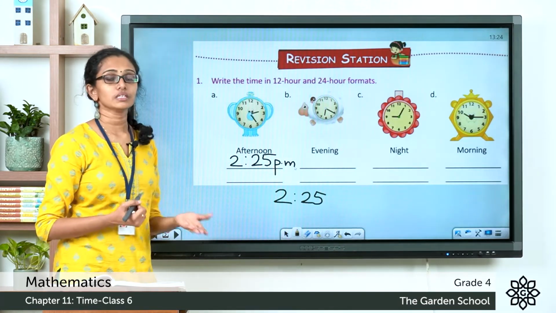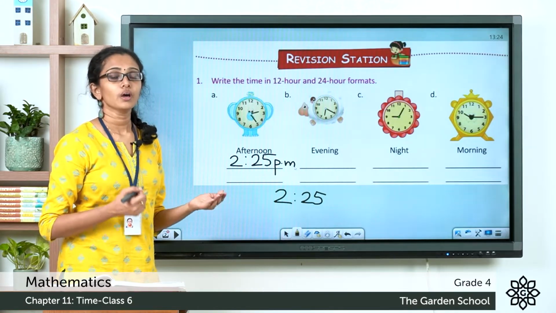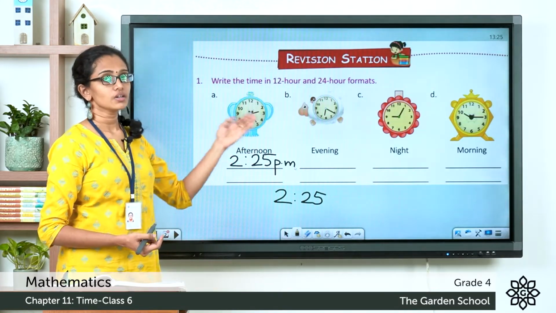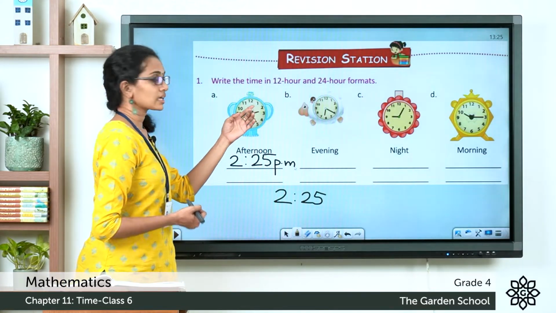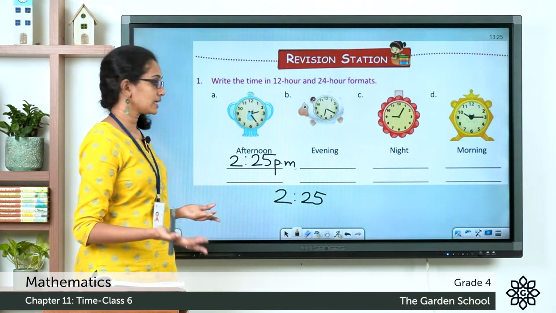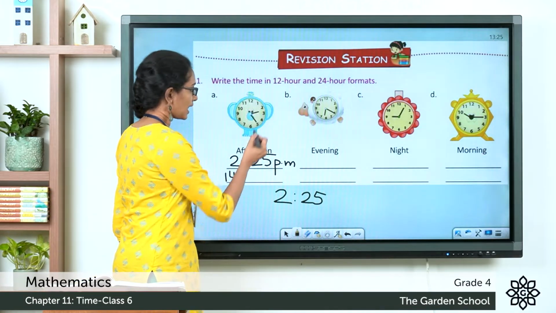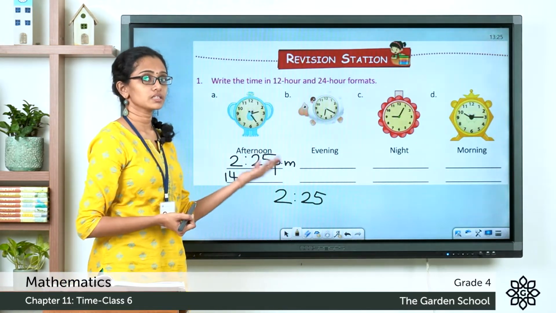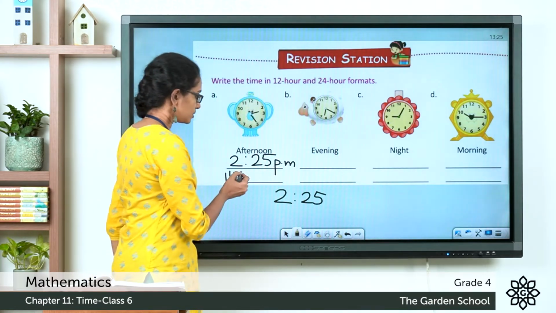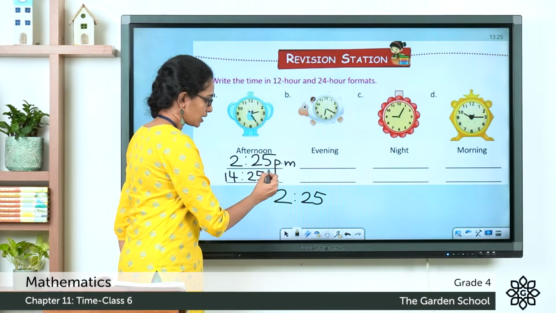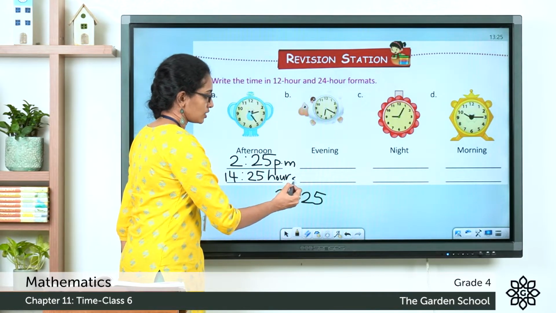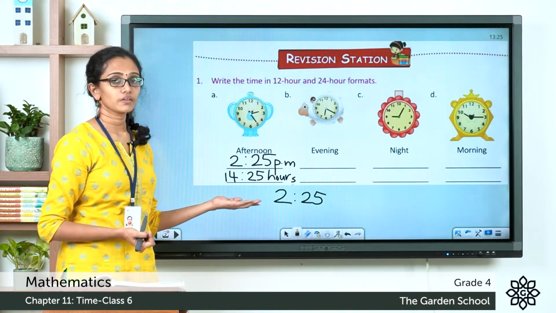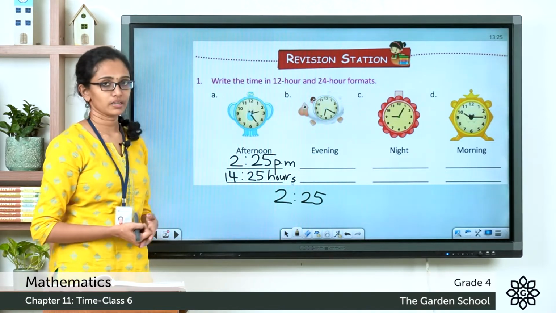And what about the equivalent time in 24-hour format? See, in the 24-hour clock system, after 12 o'clock in the noon, we count the numbers as 13, 14, 15, 16 and so on. So, what is 2 o'clock in 24-hour format? 2 will be equal to 14 and then the 25 minutes. The minute hand is at the point 5, which represents the 25 minutes of the clock. So, that will be equal to 14:25, and you have to write the word hours when you are representing the time in 24-hour clock system. So, here the equivalent time in 24-hour format is 14:25 hours.